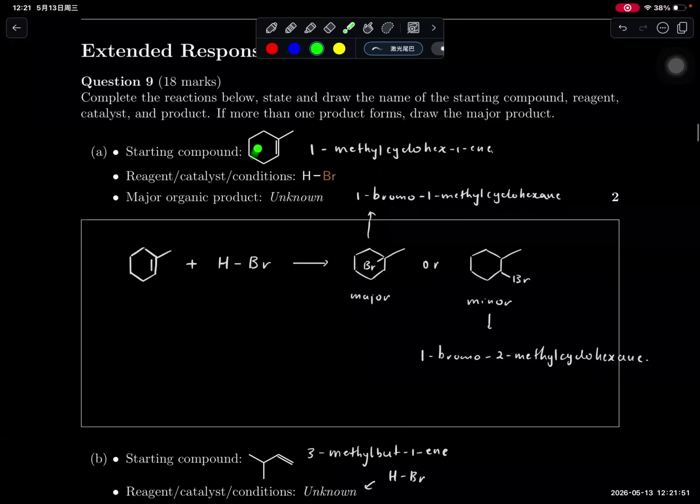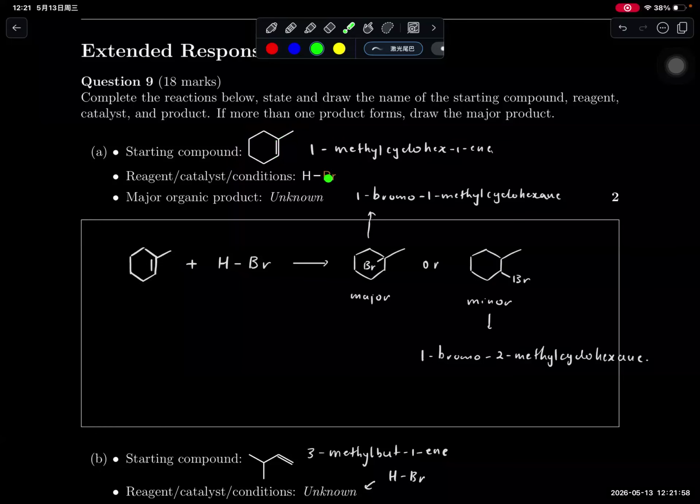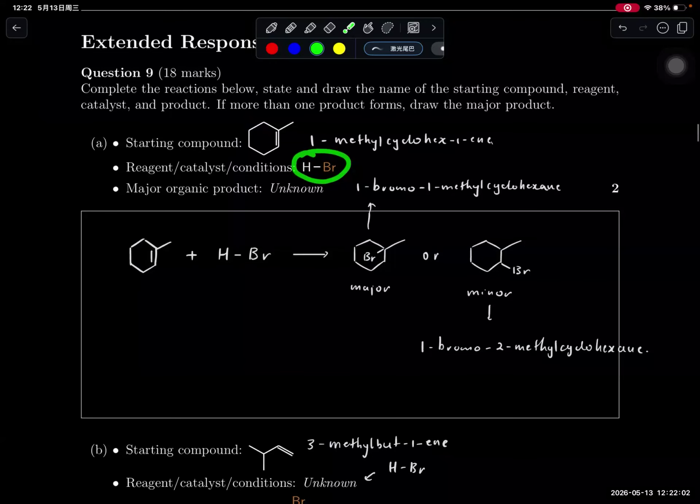Okay, so we start with this thing, which is 1-methylcyclohex-1-ene, right? So it's a cyclo, 1-ene, and then 1-methyl. We have a double bond, so this is hydrohalogenation, it's an addition reaction. So yeah, that's the chemical equation. You form a major product.